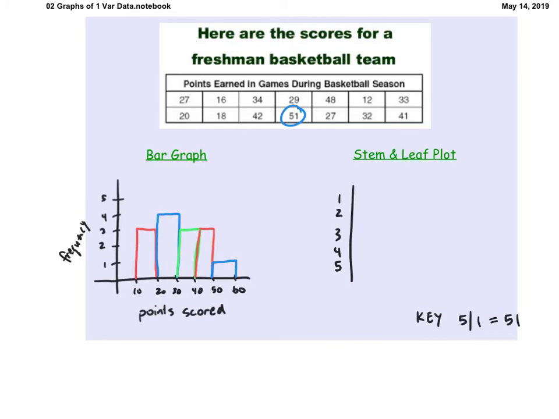in this particular game. My lowest score was 12, so that's going to be a 2 like that, because remember the 1, 2 would represent 12. And the other values within this particular line would be 6 and 8 for 16 and 18. And then I have my 20s, so I have 20, 27, 27, and 29. For my 30s, we have 32, 33, 34. For 40s, I have 41, 42, 48, and I have 51. So again, we're going in order there. We produce the key, and that's our stem and leaf plot.